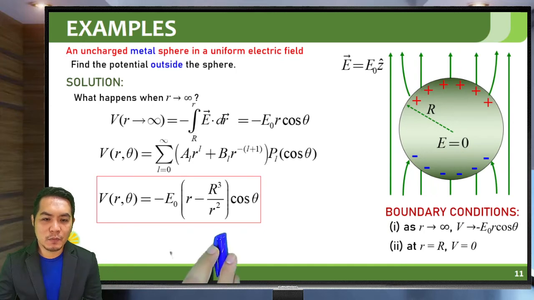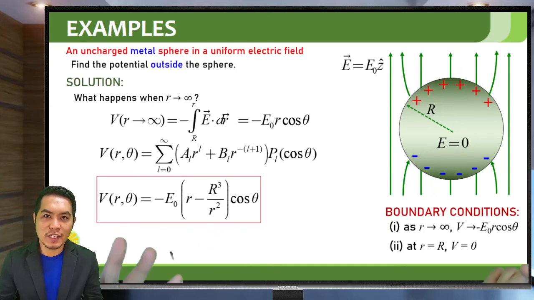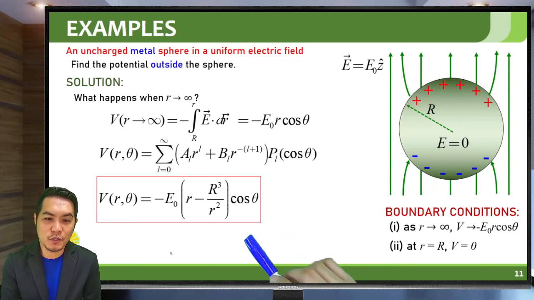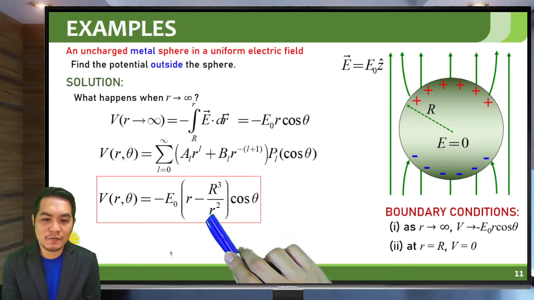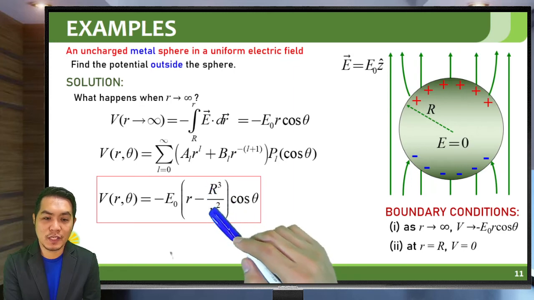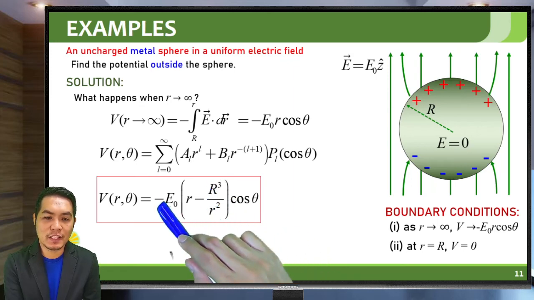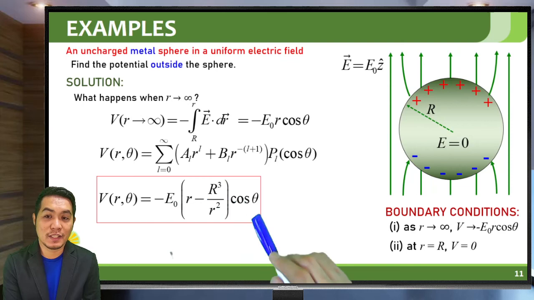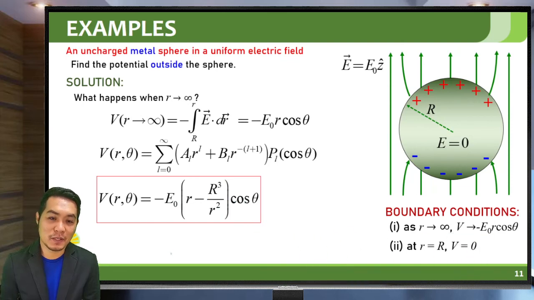So let's try to check if our solution is correct. When r approaches infinity, this term approaches 0, and our value of the potential is negative E naught r cosine theta, which is our first boundary condition.